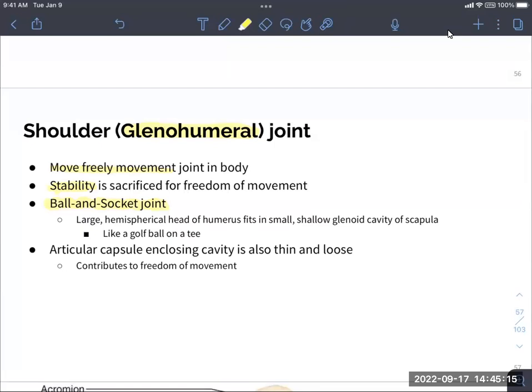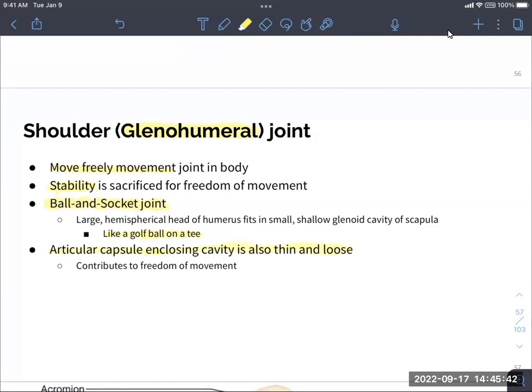This is what your books kind of said. It's kind of like a golf ball on a tee. The tee doesn't have a very deep groove in it for that golf ball to sit on, so it can easily be hit off. There are several ligaments and muscles that help to hold it together, so it is held in there with an articular capsule.